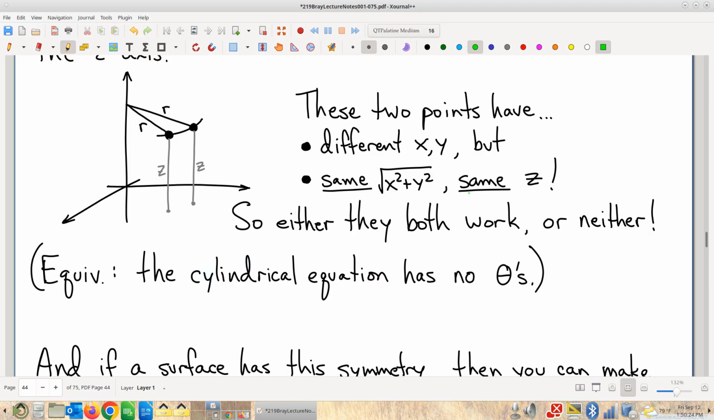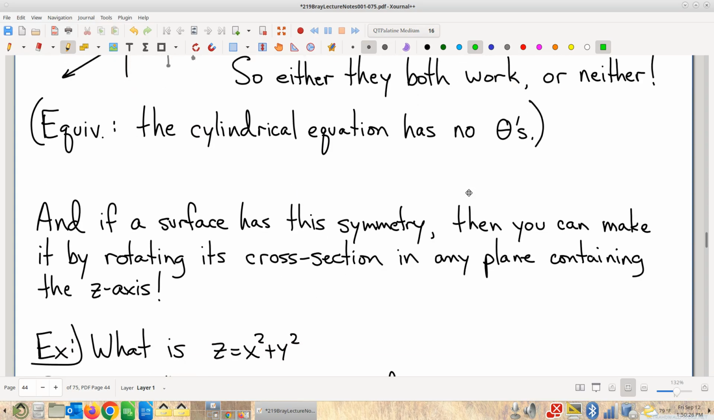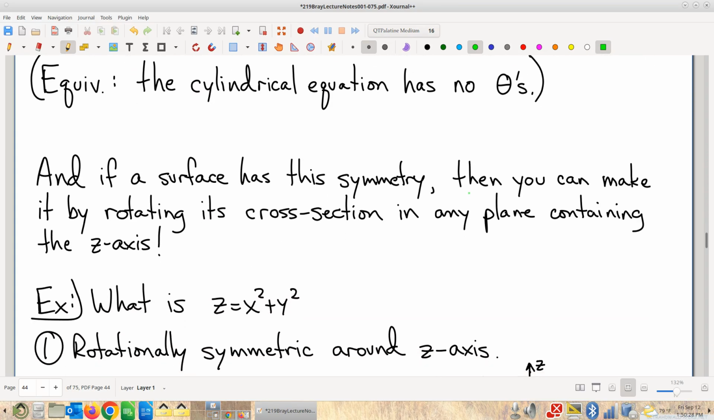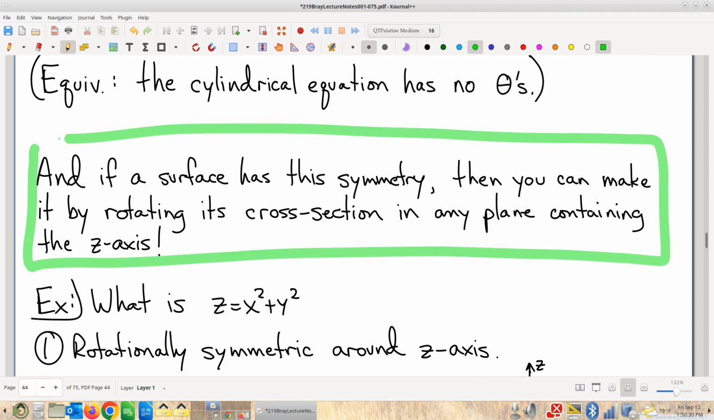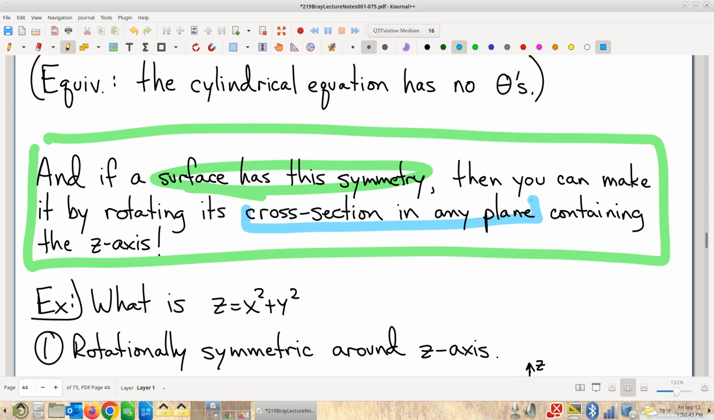So why do we care about this? How does this help us? Well, here's the interpretation that's going to pay off. When you have this rotational symmetry, now this is going to be a geometric appeal, right? You have to think about what this looks like. Look at its cross section in any plane that contains the axis.